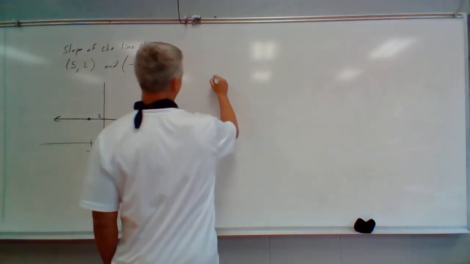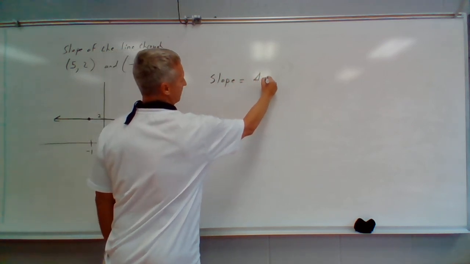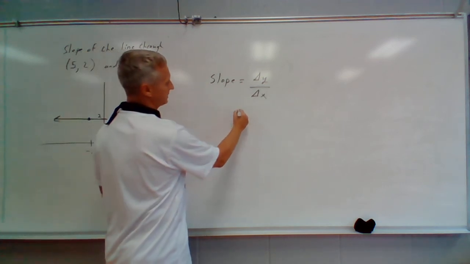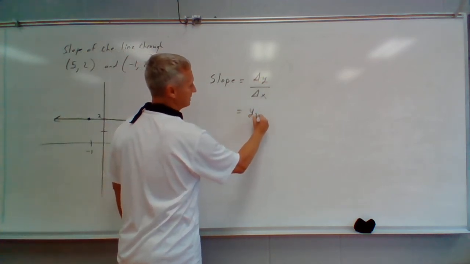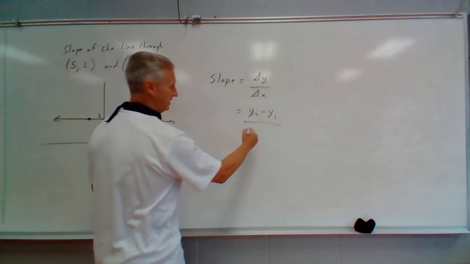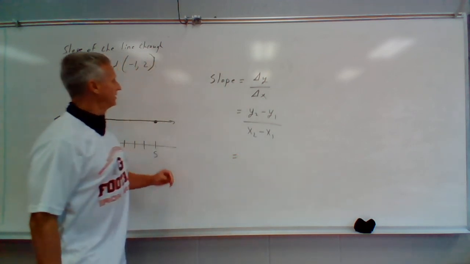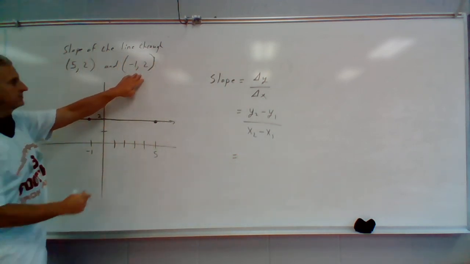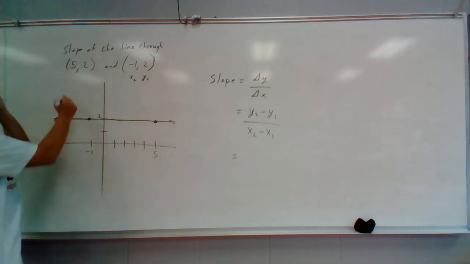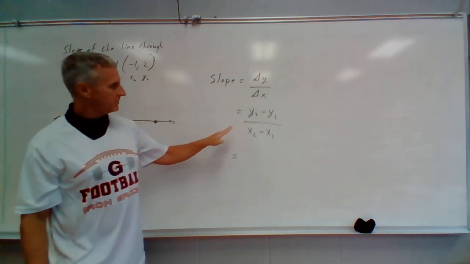All right, so the slope is defined to be the change in y over the change in x. We know to get the change in y, we're going to do y2 minus y1. To get the change in x, we're going to do x2 minus x1. So let's say this is point number 2, so we've got x2, y2. We've got x1 and y1 on point number 1.